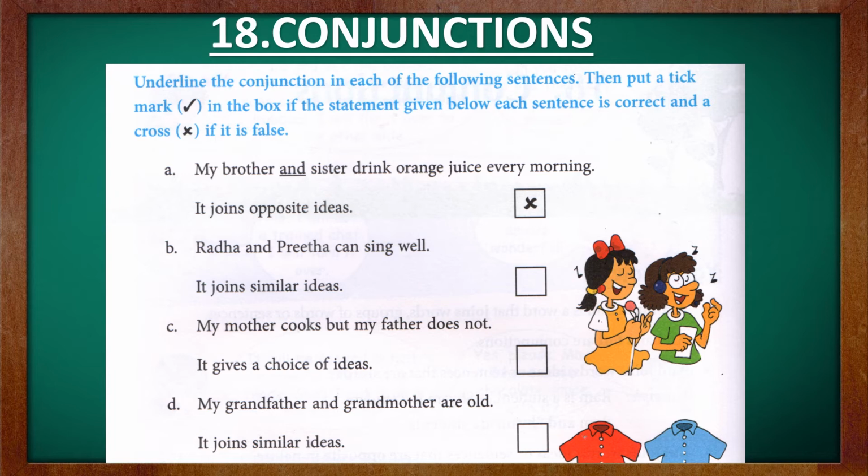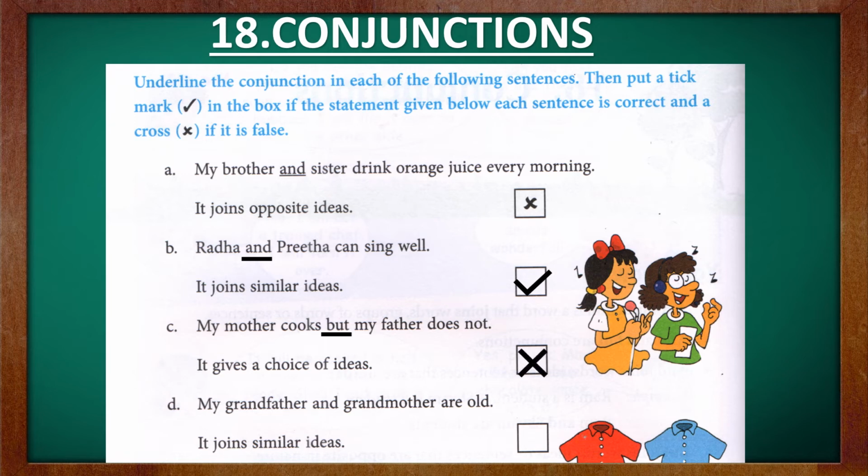B. Radha and Preeta can sing well. "And" is the conjunction here. It joins similar ideas. Yes, it is correct. C. My mother cooks but my father does not. Here the conjunction is "but". It gives a choice of ideas. No, it doesn't give choice of ideas. It gives opposite ideas. Mother can cook, father cannot cook.